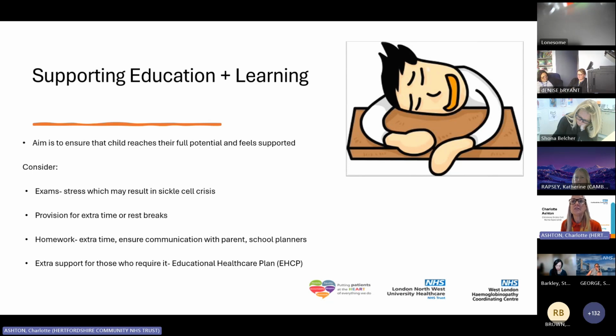homework? As a community nurse, I rarely visit patients after school. That's because most of our children can just about manage a school day, and often they come home to sleep because of their anaemia. So it's just being aware that they might need longer to complete homework, and keeping that communication open with the child and the parent. Some children do need extra support, and an EHCP plan may need to be considered in some circumstances.